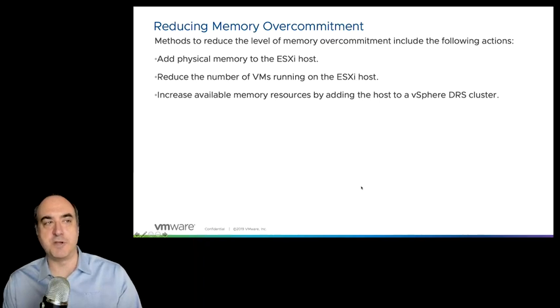So reducing memory overcommitment, like we said, is simple enough. It's vMotion. But if you can't vMotion because all your hosts are already saturated, then it's time to consider scaling up or scaling out by either adding memory to a host or maybe adding a new host to the cluster.